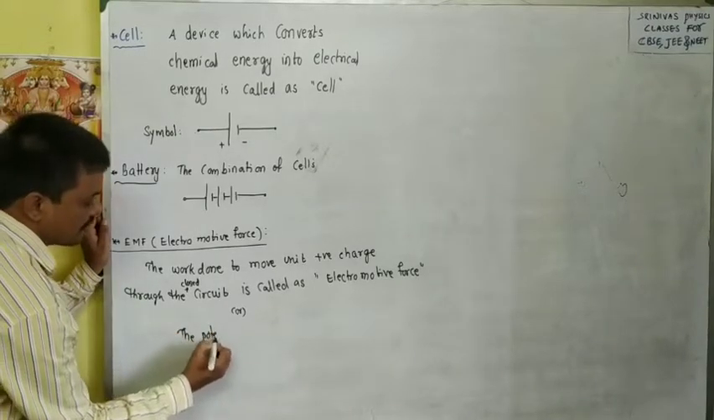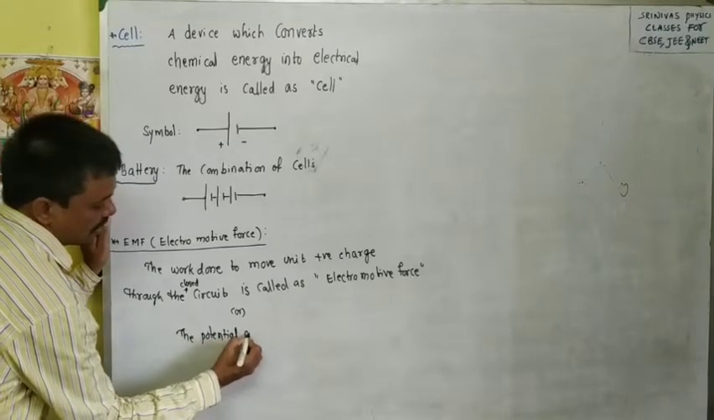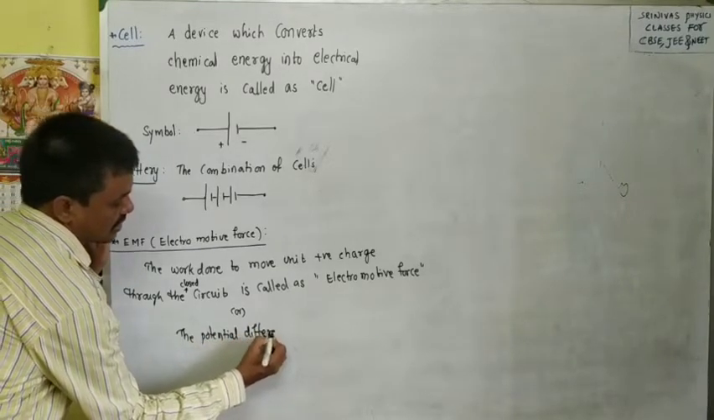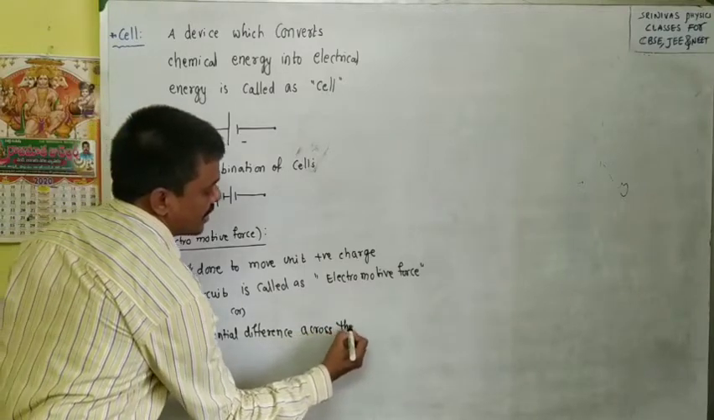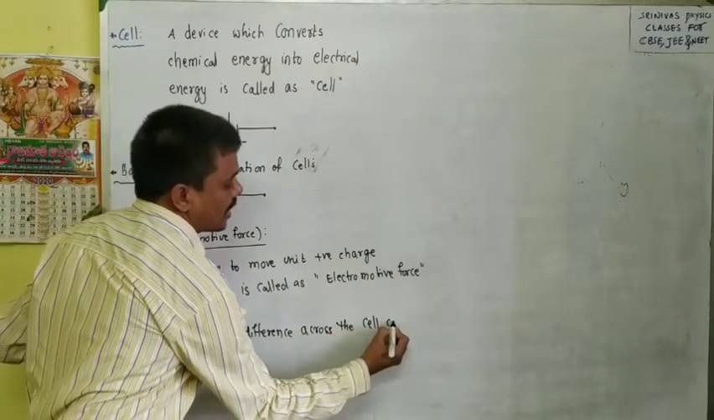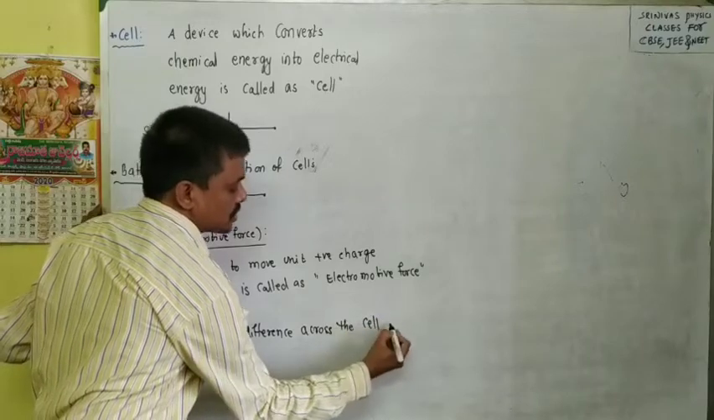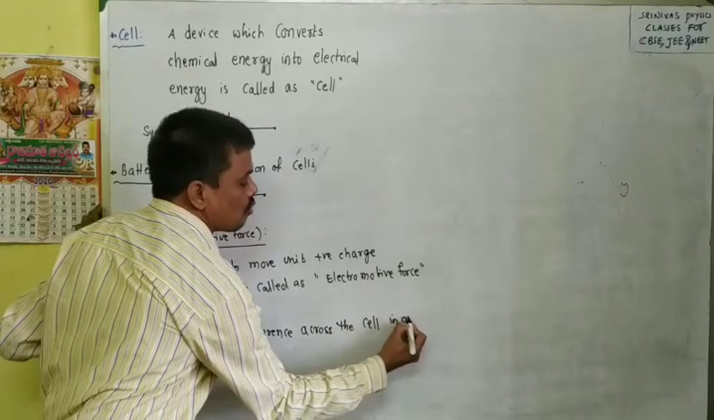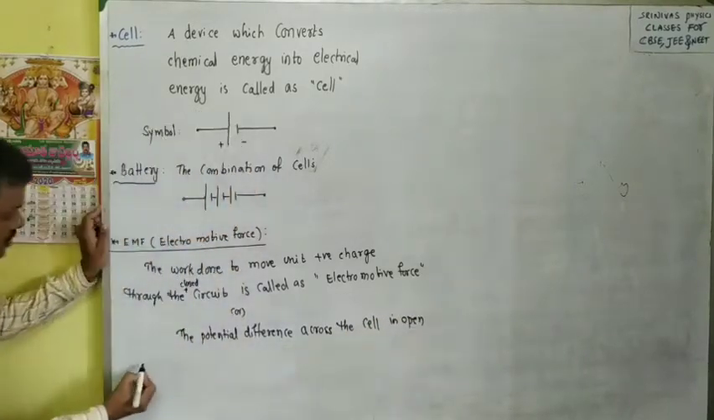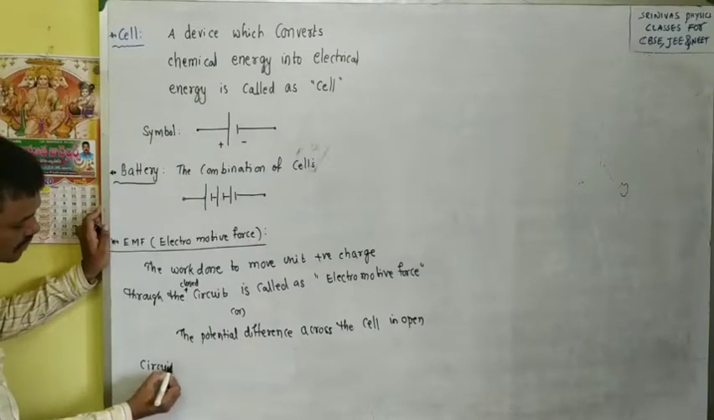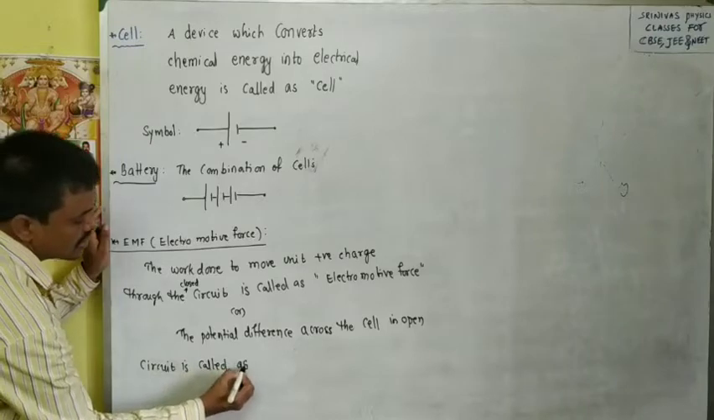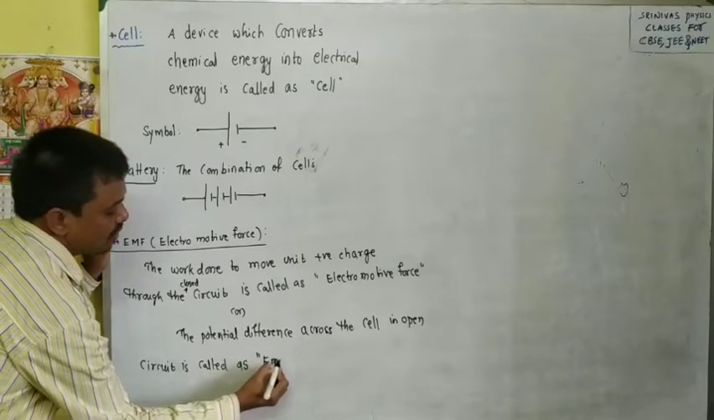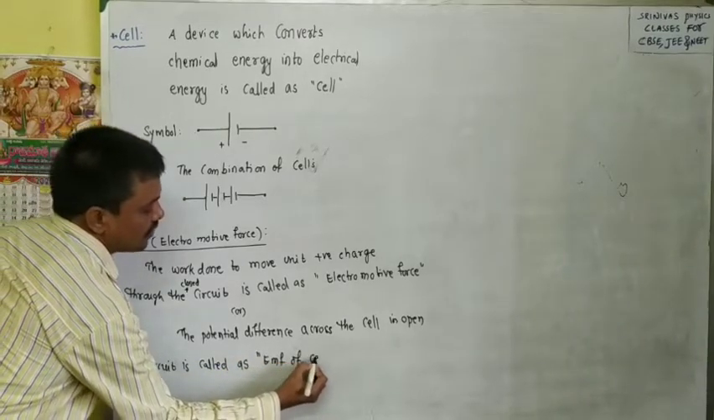The potential difference across the cell or battery in open circuit, across the cell in open circuit, is called as EMF of cell.